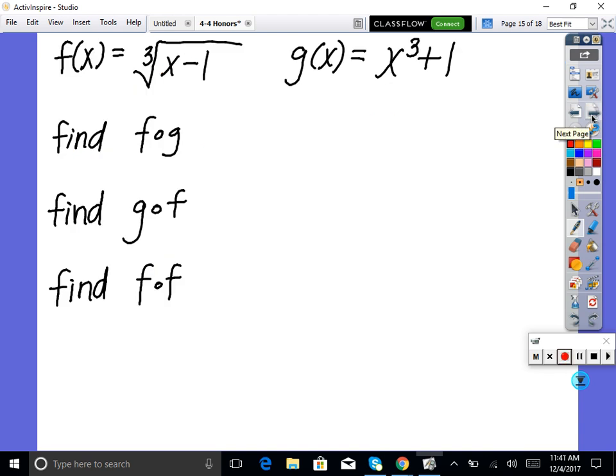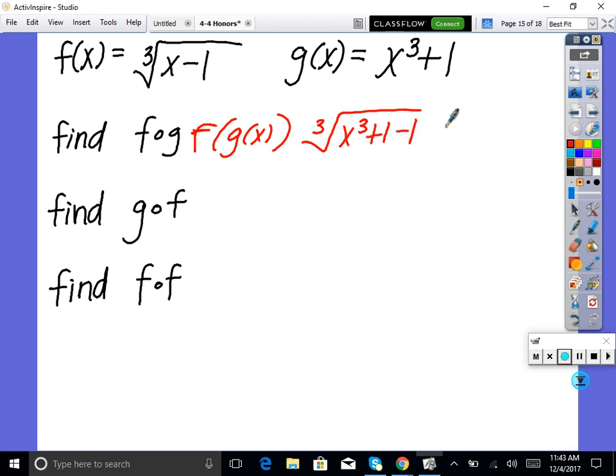Ready, set, go. Do these three. Do f o g, g o f, f o f. Did you get x for the first one? Good.